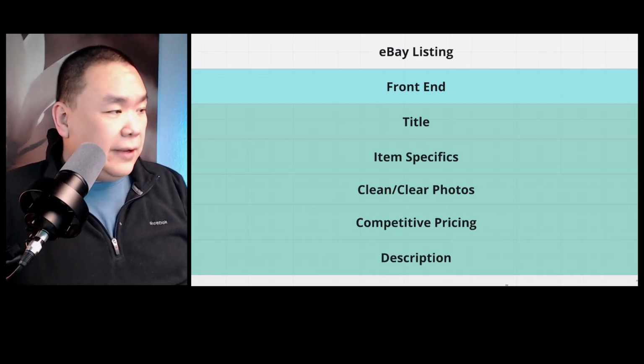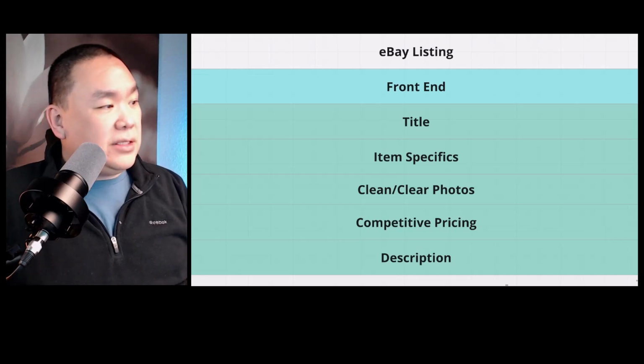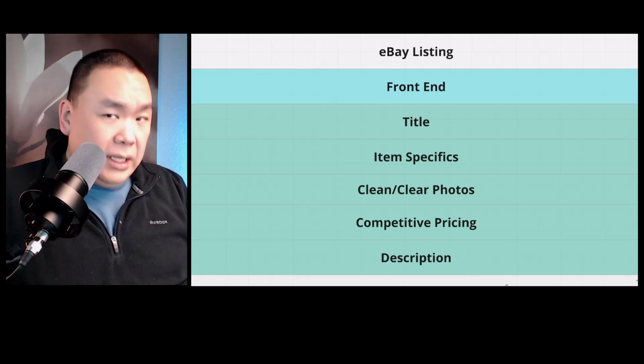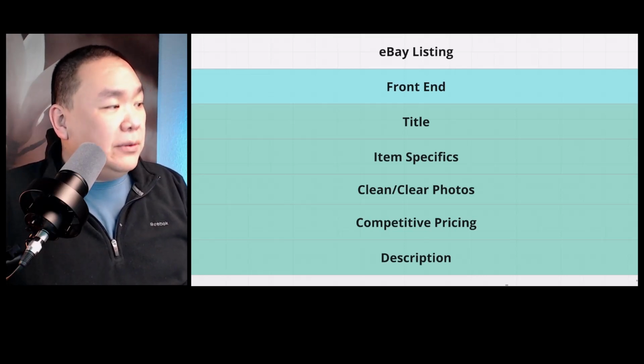So in summary, focusing on optimizing your title, item specifics, photos, and price, these are your pre-click factors that get people to your listing.